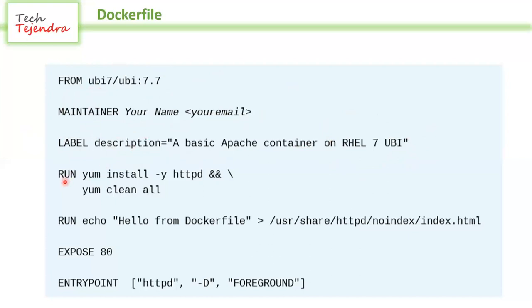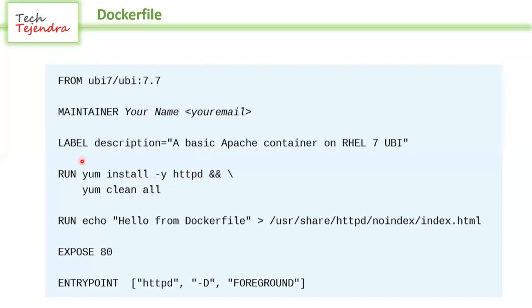Then these are the commands: RUN yum install httpd, yum clean all. What is it doing? RUN means that once you have loaded the base image, it will execute these yum commands inside the base image. So at the time of creating the container, first it will load this UBI base image, and then execute this yum command inside the container. This yum command will install the HTTP server.